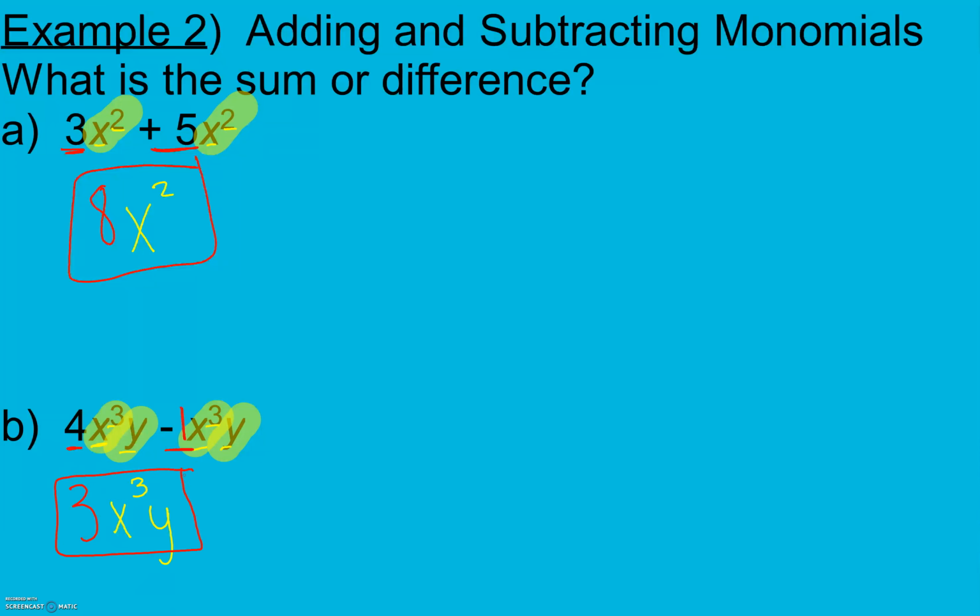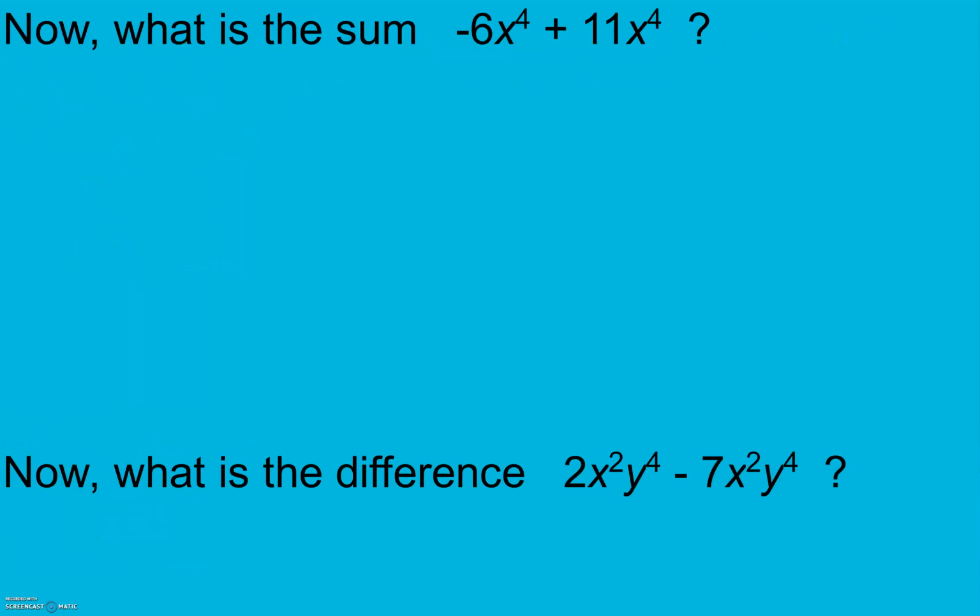3x cubed y. And again, we keep that variable part exactly the same, and it matches what it was in our original expressions. And we can only combine them if they have the exact same base and the exact same exponent. Now, feel free to pause here and give this a try.